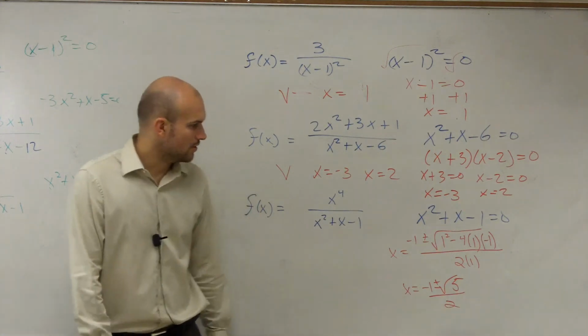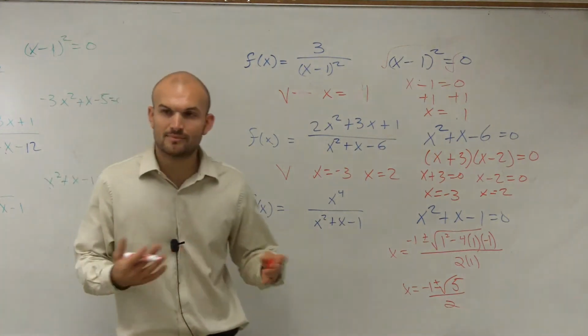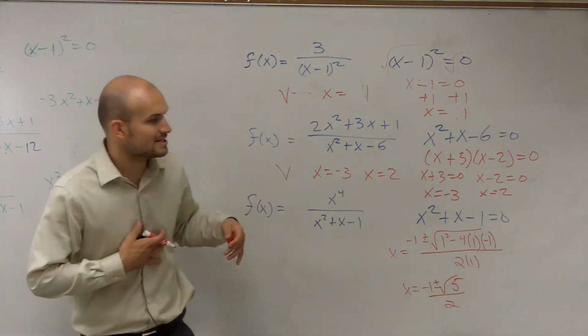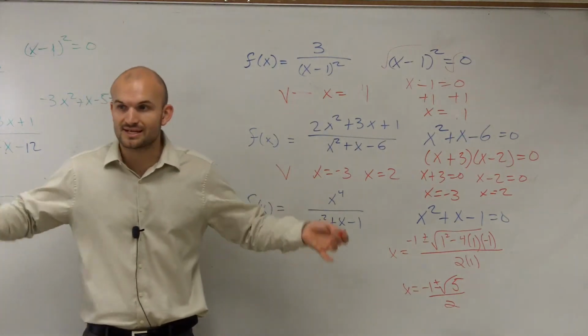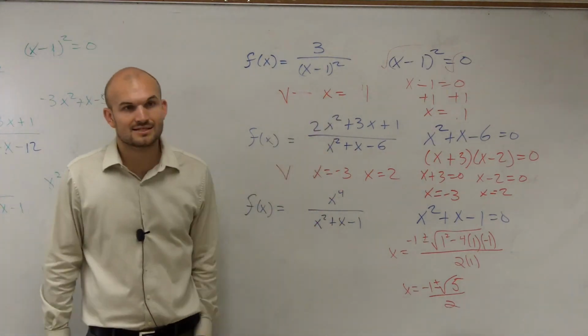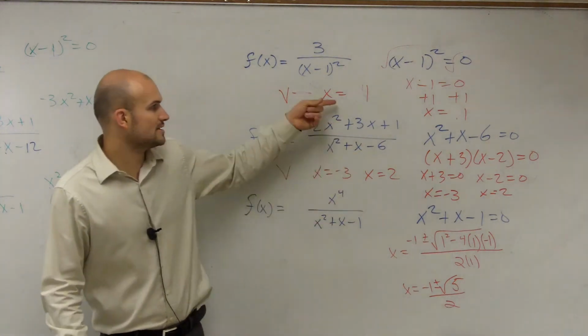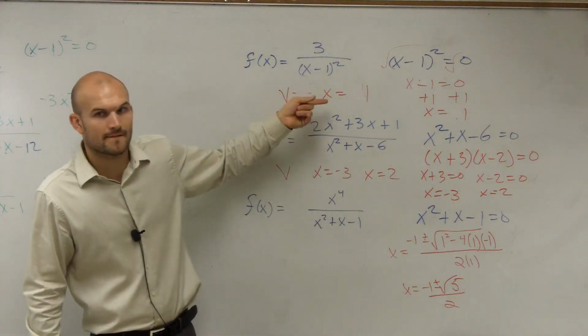Okay? So, ladies and gentlemen, let's talk a little bit about domain then, just real quick. Remember, I talked about domain is going to be all real numbers except when our denominator is 0. So when is our denominator equal to 0 for the first one?